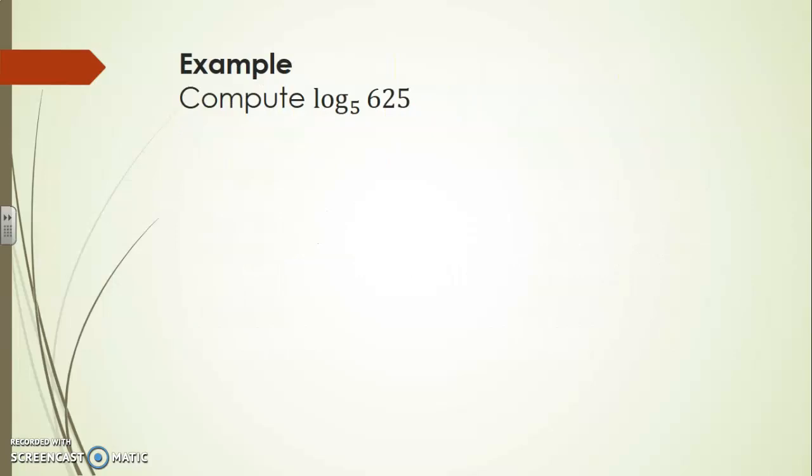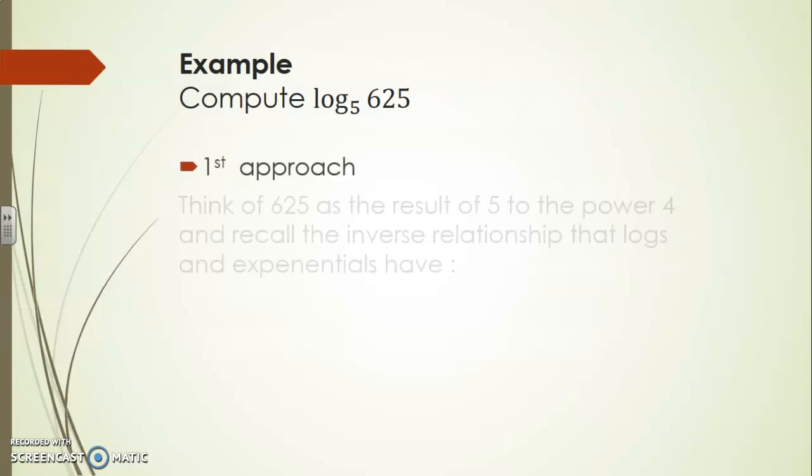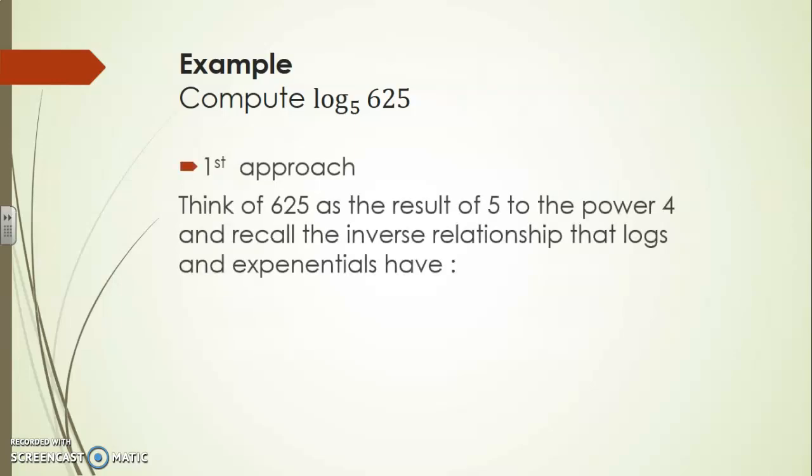For example, compute log in base 5 of 625. Well, the first approach is to think of 625 as being a power of 5. In fact, it's 5 to the power 4. And recall the inverse relationship that logs and exponentials have to one another. So a logarithm in base 5 applied to an exponential 5 to the power 4, well, the logarithm and the exponential are mutually canceling, which will give 4.